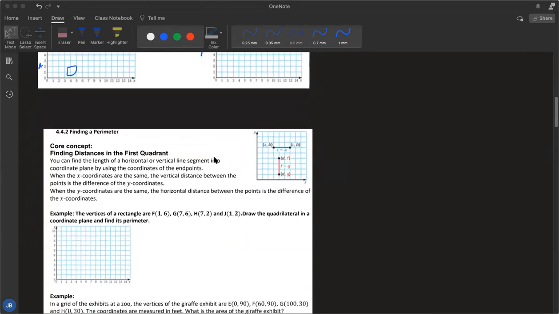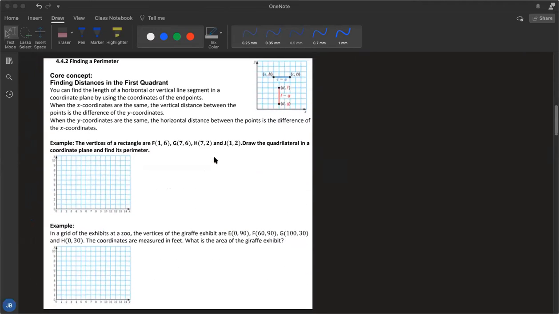Okay, now we're going to move on to finding the perimeter. So can anybody remind me what the perimeter is? Go ahead, Jerry. The outside length of a shape. Perfect. So it's the outside length. What could go around that object?